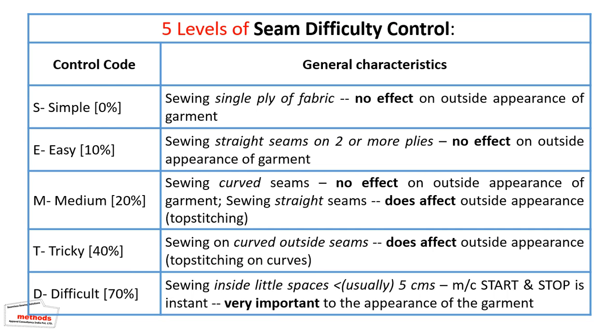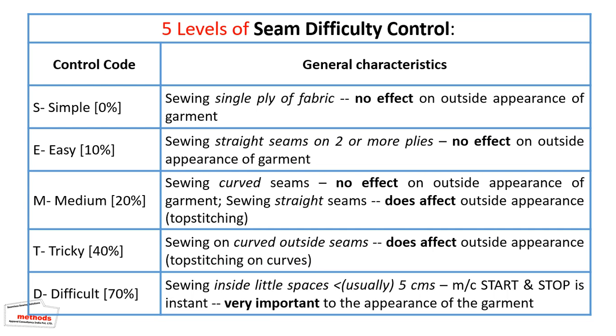The next difficulty level is medium, denoted by a capital M, and is used when sewing curved seams that do not affect the outside appearance of the garment, or also while sewing straight seams which do affect the outside appearance of a garment. An example would be sleeve attach for curved and any top stitch for the straight. The next level is tricky level, denoted by a capital T. This is used while sewing on curved outside seams, like top stitching on curves that do affect the outside appearance. An example would be curved top stitch on armhole or neck.